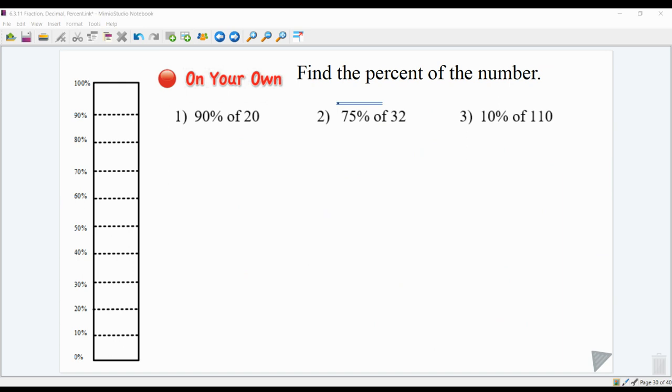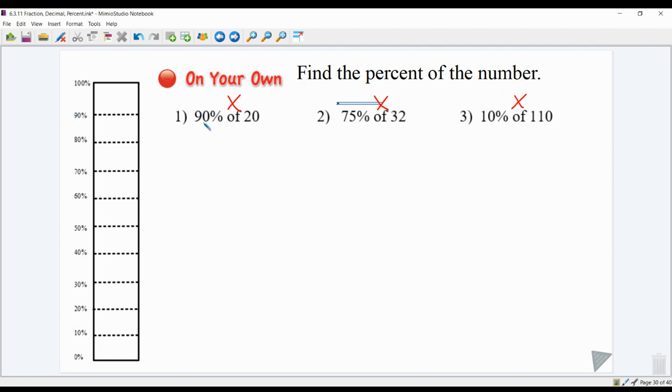Okay, so now here's your OYOs. This is all I have for you. You're going to try these 3 problems, pause the video, and then you're going to tell me which method you like best. Okay, so I'm going to show you. I love the decimal method, so that's what I'm going to use. Of always means times. I'm just putting my little X there to remind myself that I'm multiplying.